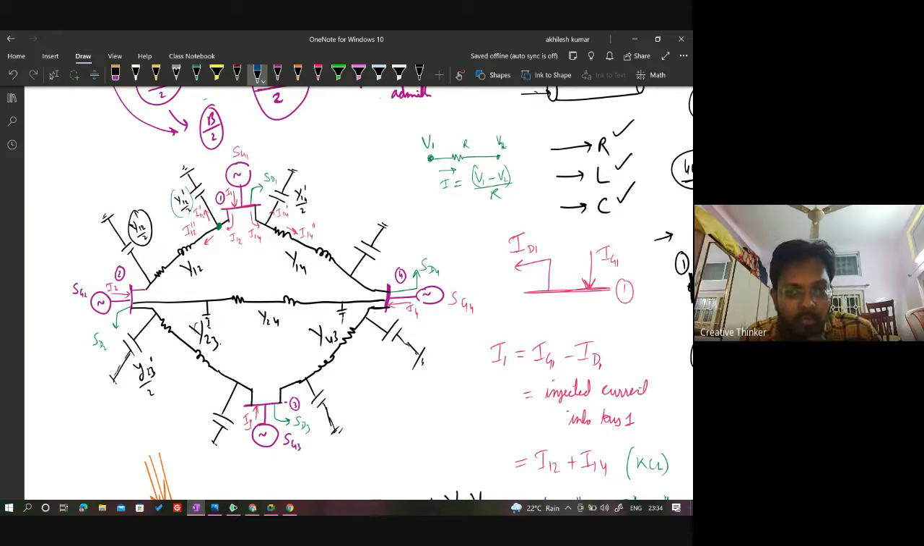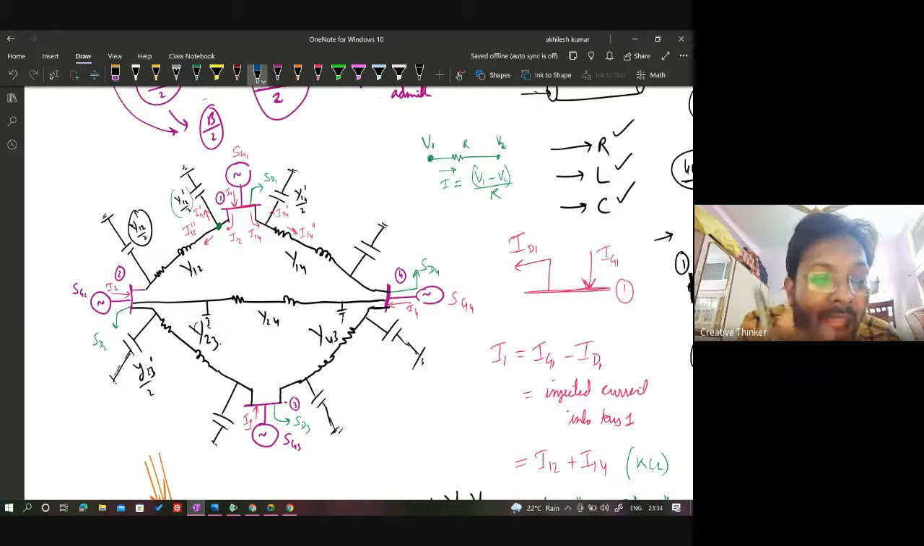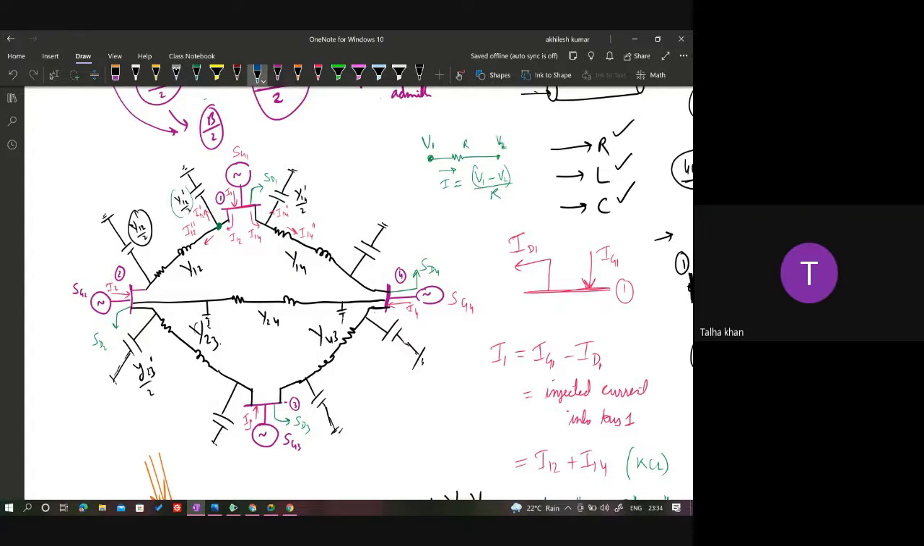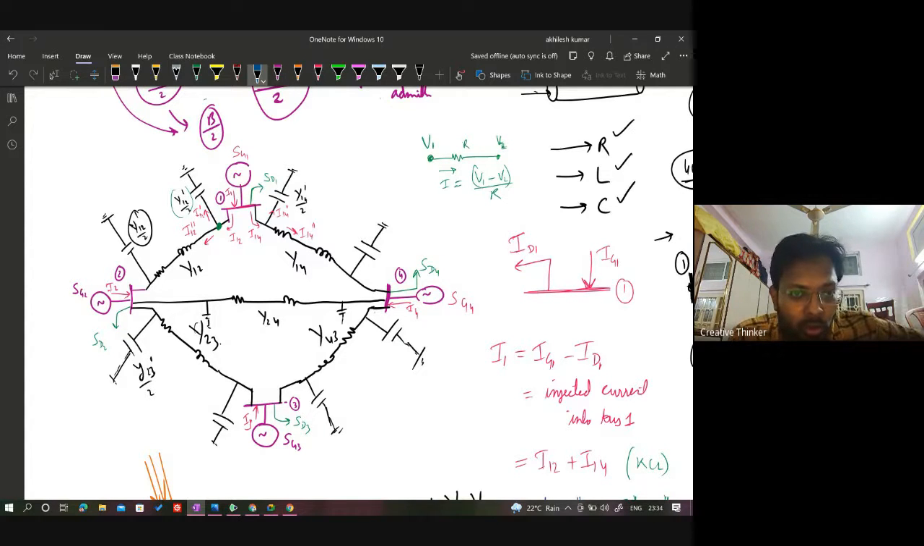But when the sources are AC, now how will power flow? Power will flow maybe because of voltage difference, maybe because of angle difference also, and there can be active as well as reactive power also. And because of all this scenario, the voltage at each bus will be changed.